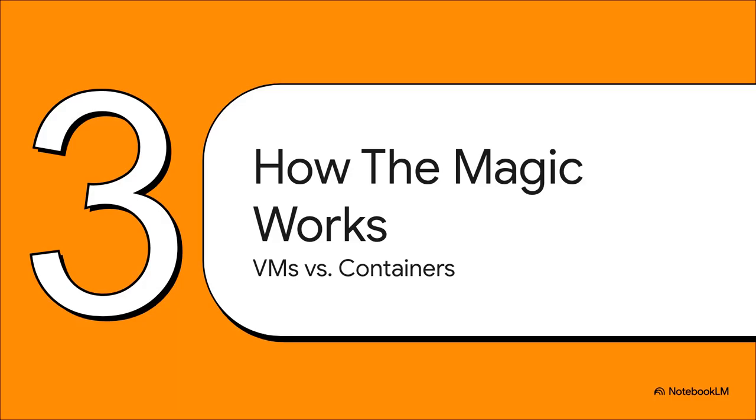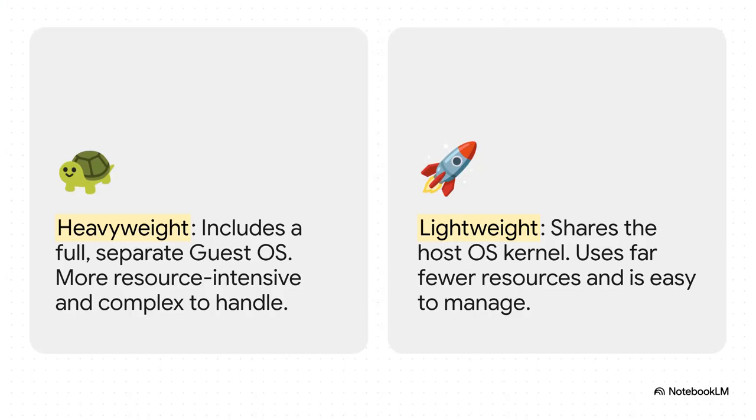So how does Docker actually pull this off? What's the magic here? It all comes down to how it packages up applications, which is fundamentally different and way more efficient than the technology that came before it. And this difference is everything. Before Docker, we used things called virtual machines, or VMs. Think of VMs as heavyweight. For every single app, you had to package a full, separate copy of an entire operating system. It was slow and used up a ton of resources. Docker containers, on the other hand, are incredibly lightweight. They all cleverly share the main operating system's core, its kernel. And what does that mean? It means they start up almost instantly and use a tiny fraction of the computer's resources.